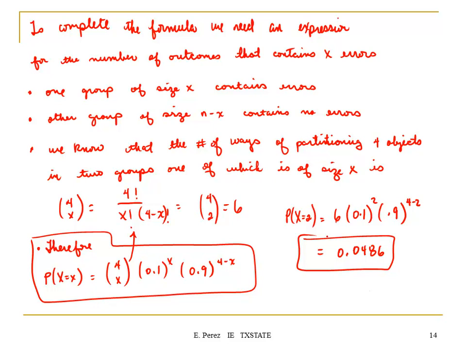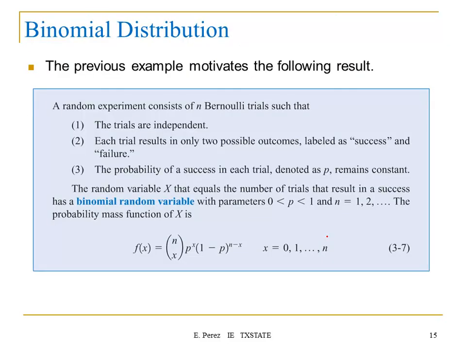Okay? So, next, here we have the result. Basically, a random experiment consists of n Bernoulli trials, such that each trial is independent, and each trial results in two possible outcomes, success and failure. The probability of success of each trial is denoted by a constant probability.